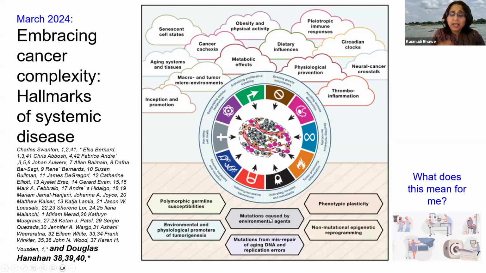You have mutations that could be caused by environmental agents. You have the larger environment. You have metabolic effects that can be affected by diet, exercise, many different factors. You have aging systems and tissues, and how are you affecting the aging systems? And so it's a back and forth dialogue between what you put into the system, where the system's at in the equilibrium state, and what the system is capable of responding to those stimuli. So remember that as well.